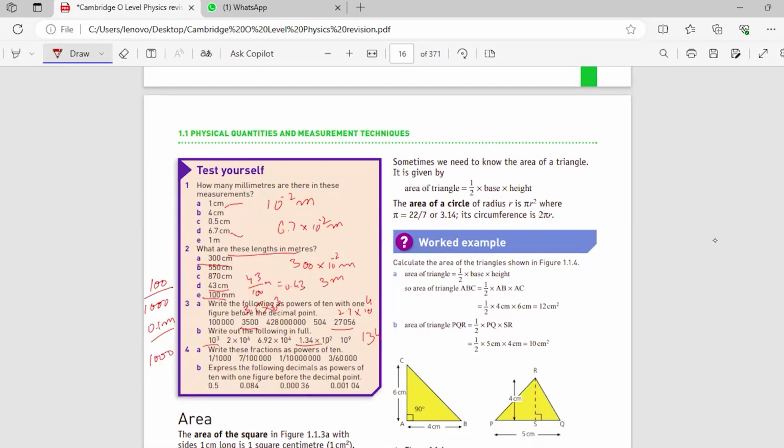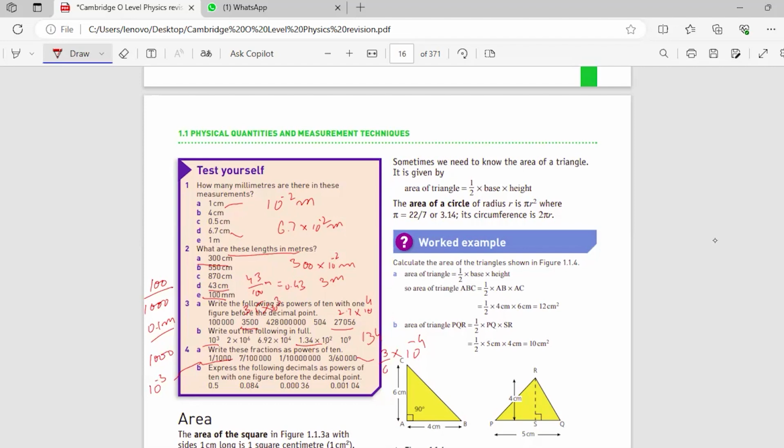Write each fraction as a power of 10. Like this is the question: 1 over 10, we can write it as 10 to the power minus 3. And this will come to be 3 by 6 into 10 to the power minus 4. As the zeros are in the denominator, once they go in the numerator, that will be with a negative sign.